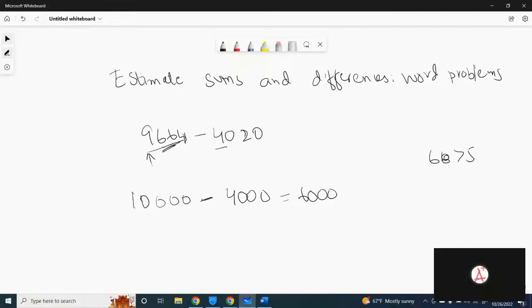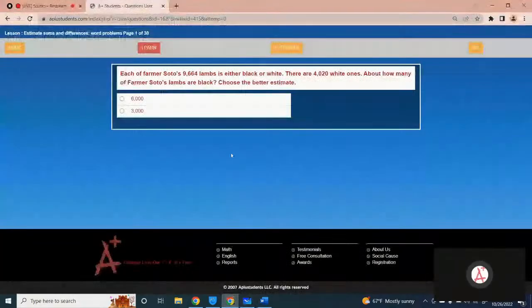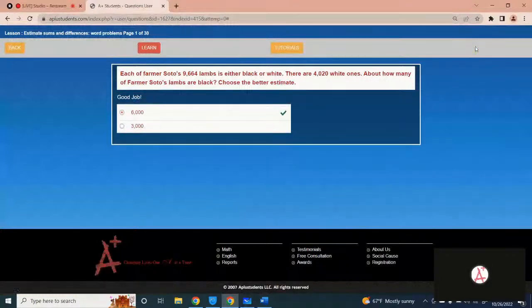Then you have to round off 4,020. So 4 is at the thousands position and the number that is right after the 4 is 0. 0 is less than 5. That means you have to round off on the same thousand. Got it? So it would be 4,000. So 10,000 minus 4,000 is 6,000. Just select the correct option and then click on the OK button.